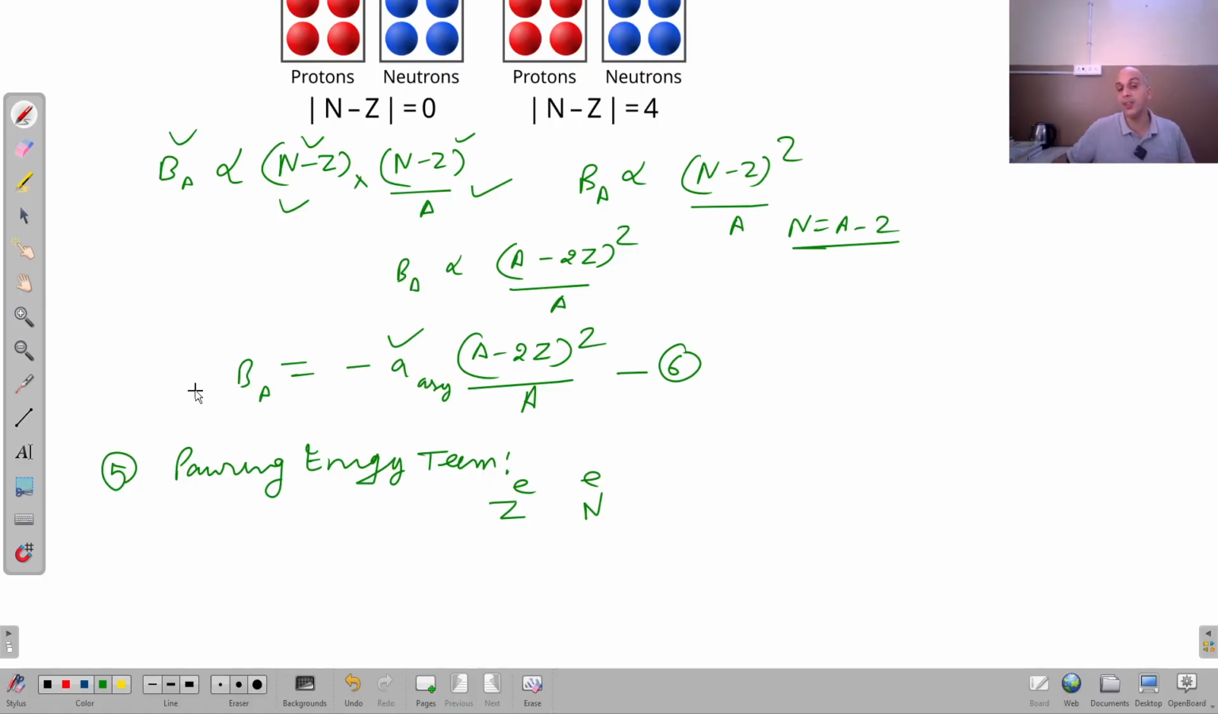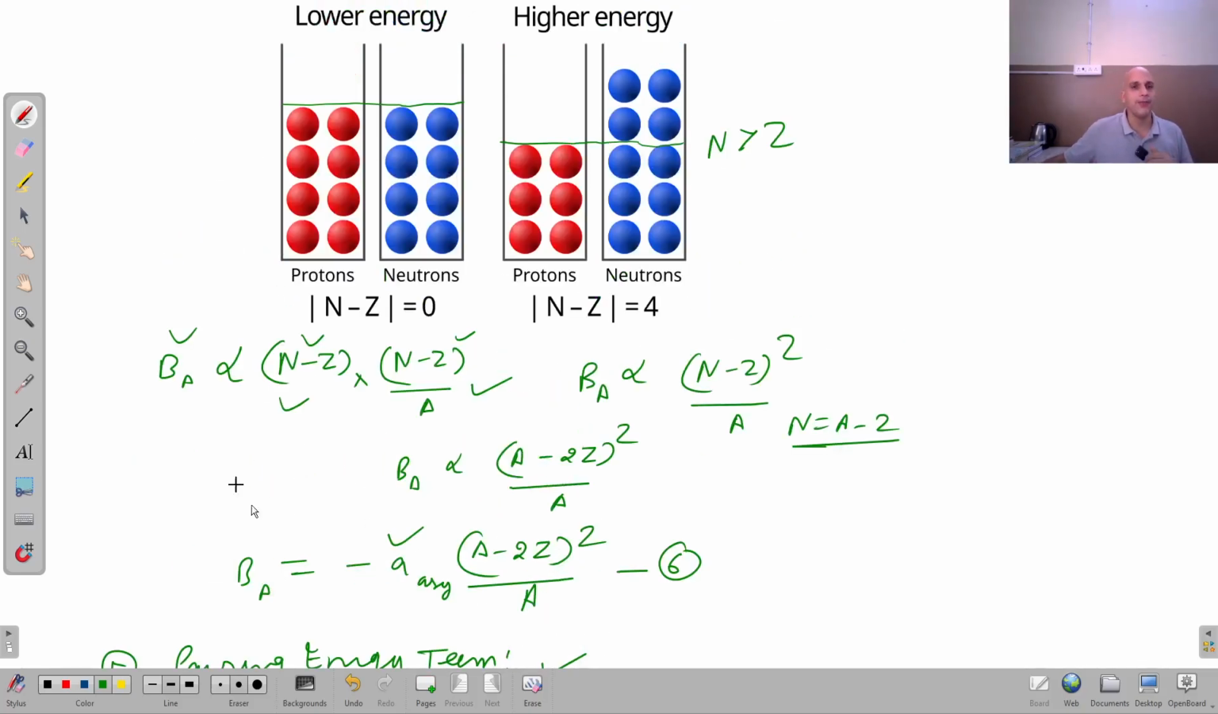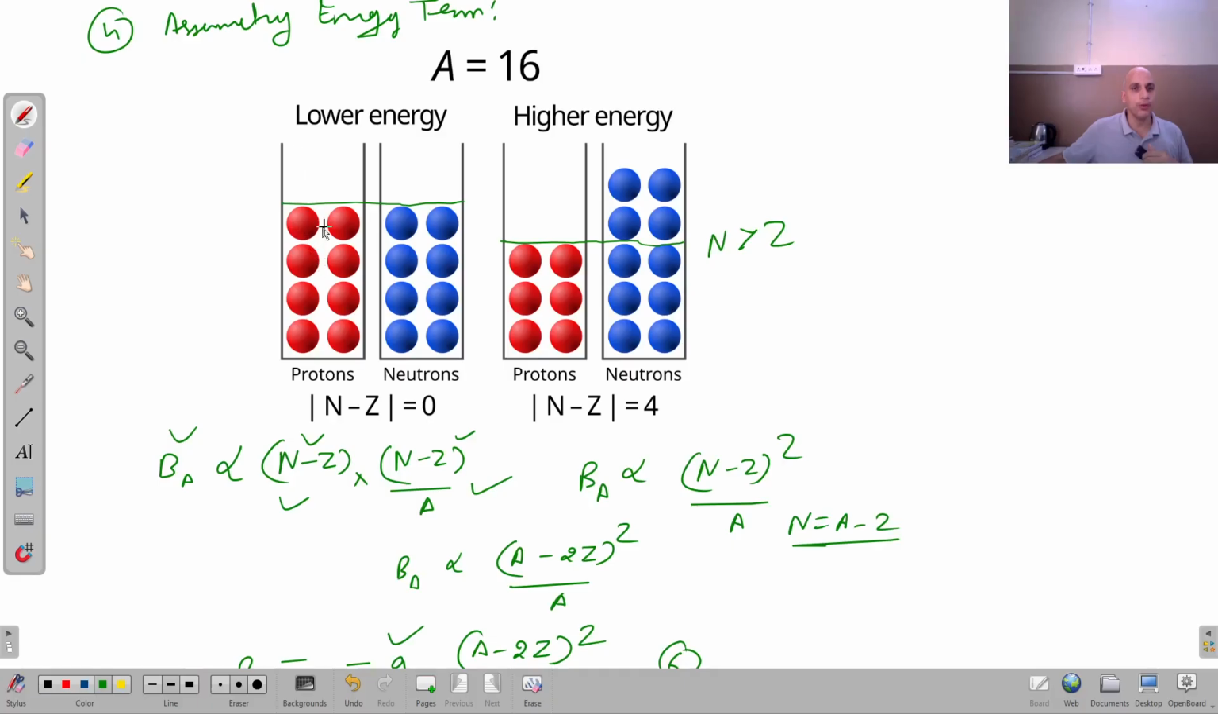I told you that even nuclei are most stable and odd are least stable. Even-odd and odd-even are intermediary, but the most stable are even, and the least stable are odd. It means the nucleons, both neutron and proton, have a strong tendency to get paired. You can see here these protons are paired.